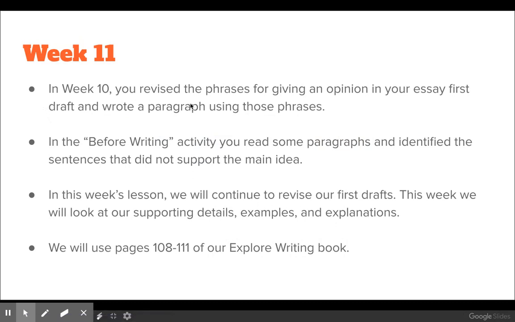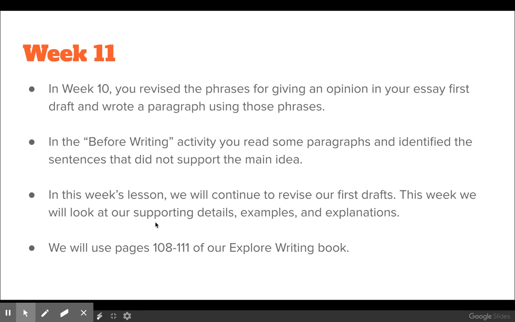Last week, you looked at those phrases for giving an opinion in your first draft, and then you practiced using those phrases in a paragraph. So hopefully your essay has got some really nice language in it now for giving an opinion, right? And in the before writing activity, hopefully you did that short quiz where you identified the sentences that did not support the main idea. Because in this week's lesson, that's what we're going to be doing.